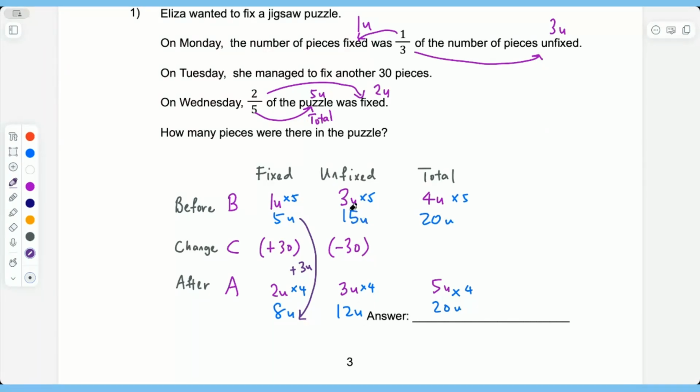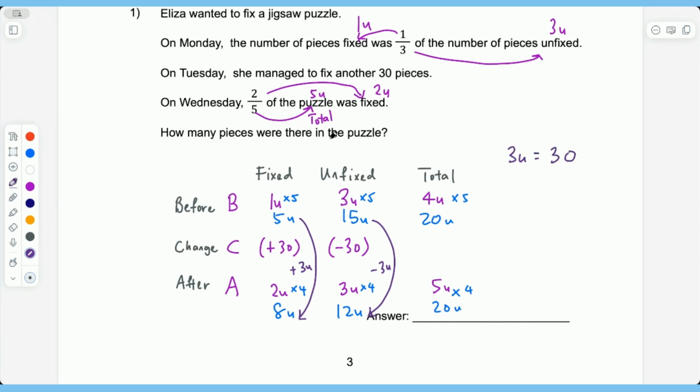And we can double check from the unfixed column. So before we had 15 units, then we minus off 30 pieces, we get 12 units. So we minus 3 units. And 3 units from 15, we get 12. So 15 minus 3 will be 12 units. So from here, we can observe that 3 units equals 30 pieces.